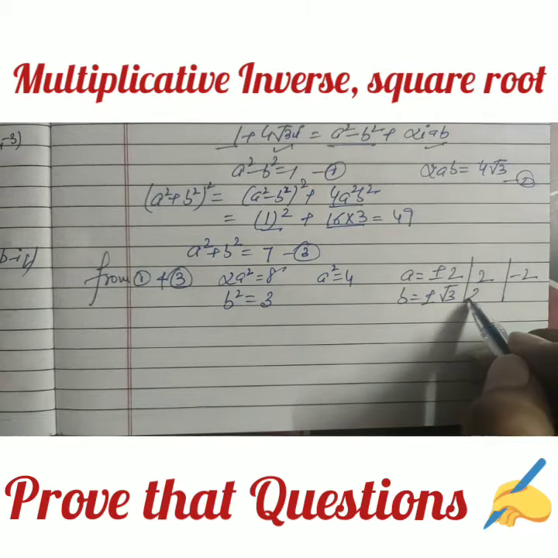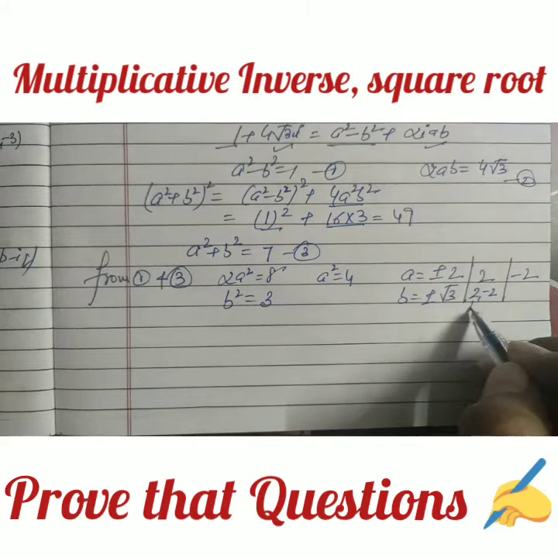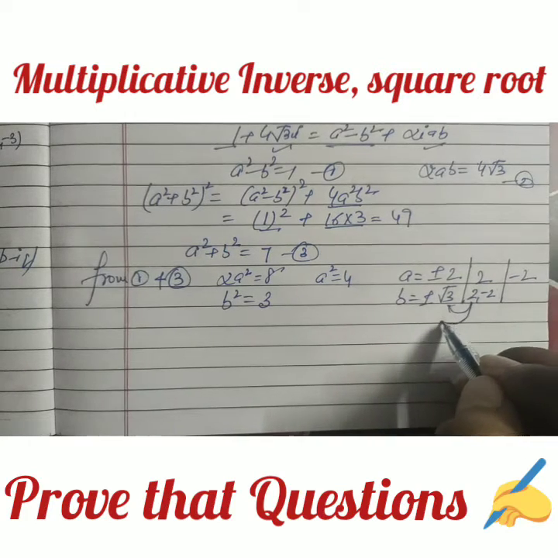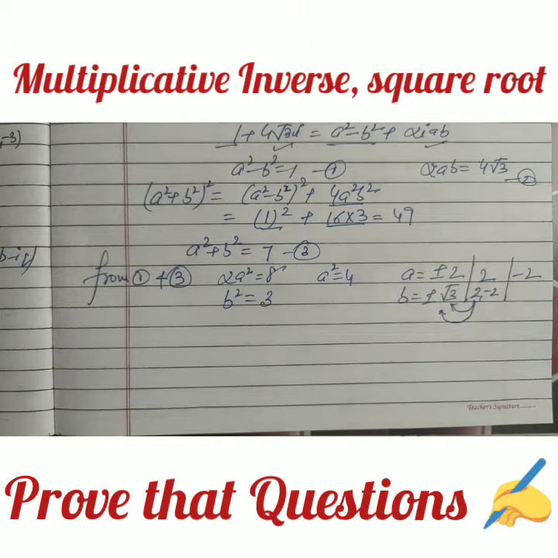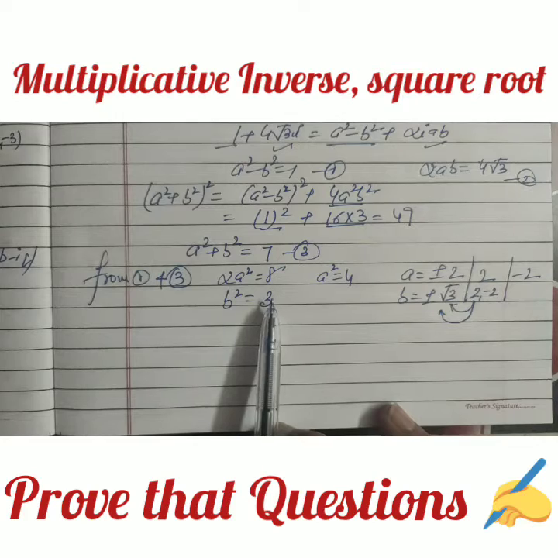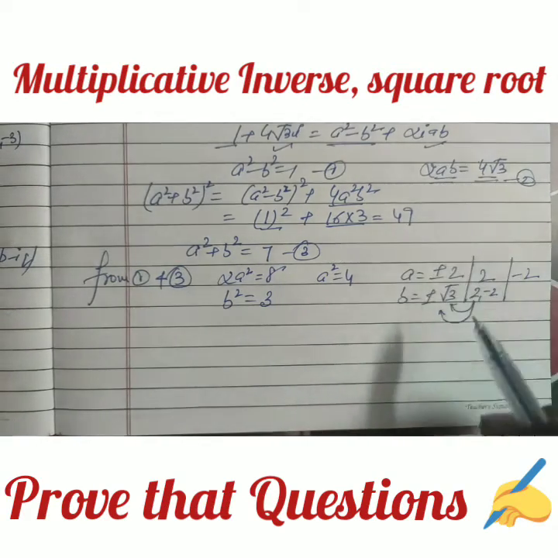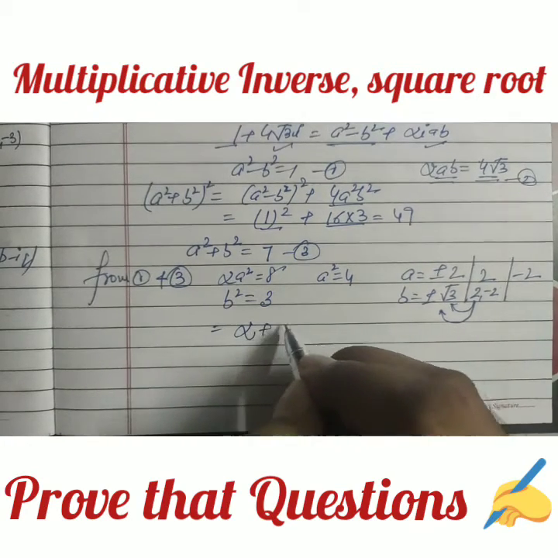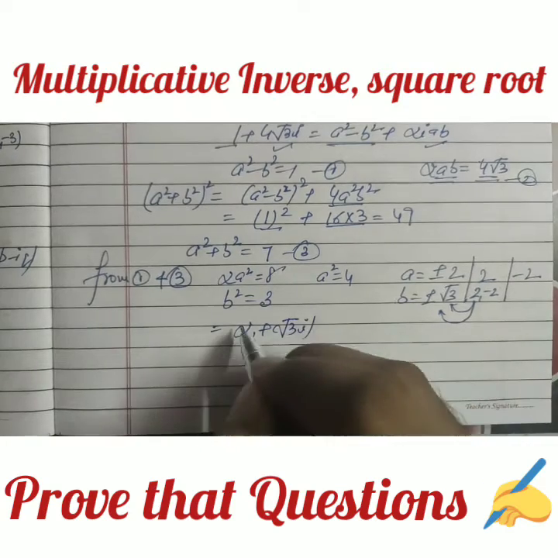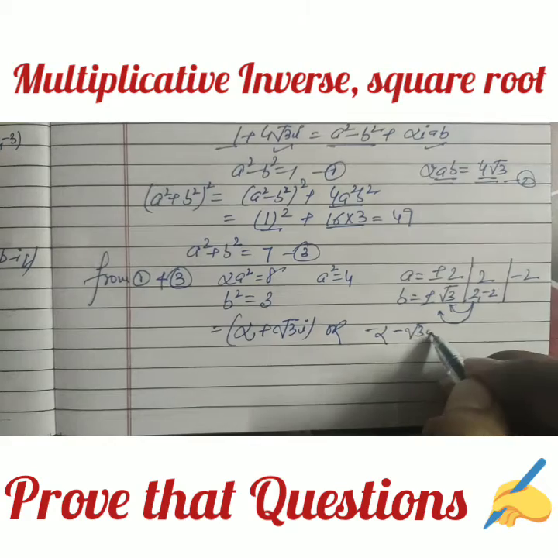It means there are many pairs. These two values may be positive or negative, two times each, so we get 4 pairs. How can we check which pair is possible? As you know, the square root of a number gives two signs, plus and minus. We can check from here: the product of a and b is positive, which means a and b are of the same sign. If a is positive, b is also positive, and if a is negative, b is also negative.